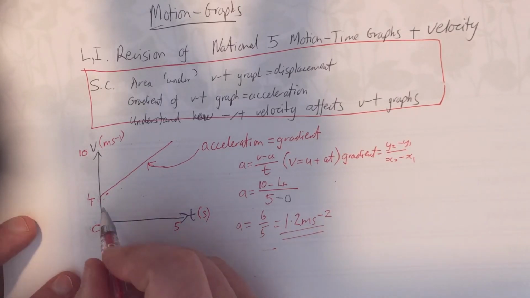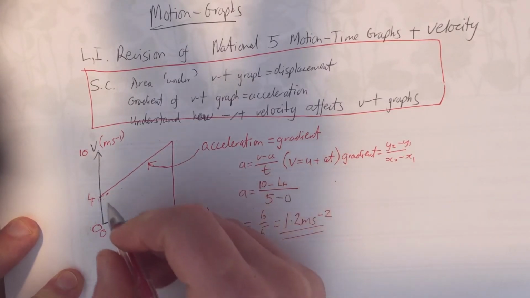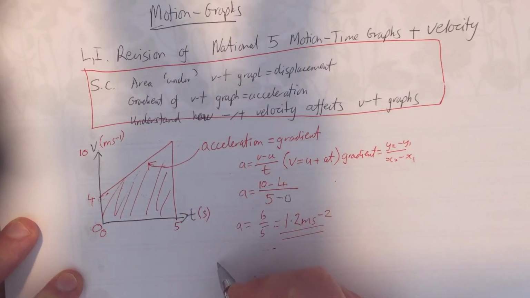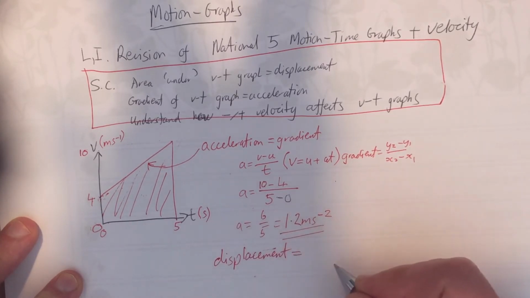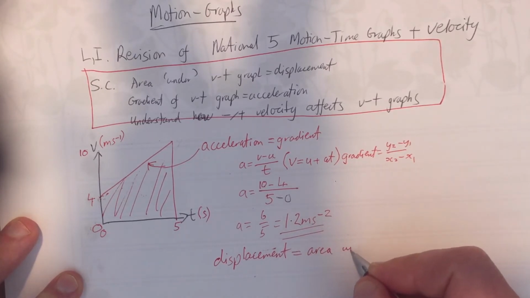The second thing we can do from this graph is we can actually split it up, or we can work out the area under the graph. Now why do we want to do that? Well, the area under the graph gives us distance travelled, or the displacement. Now generally at Higher, we're talking about velocity time graphs, so we're looking at the displacement. So displacement is the area under the graph.